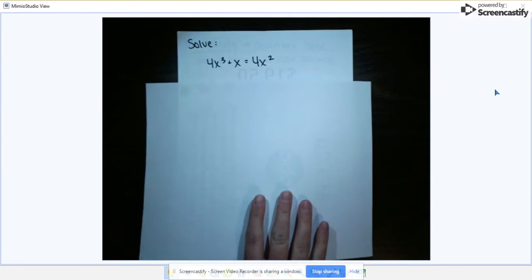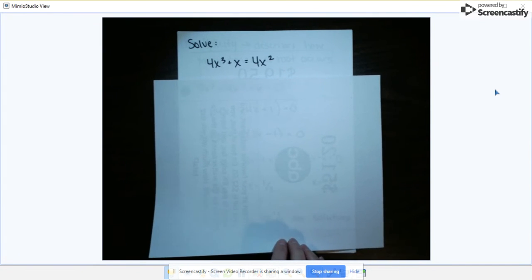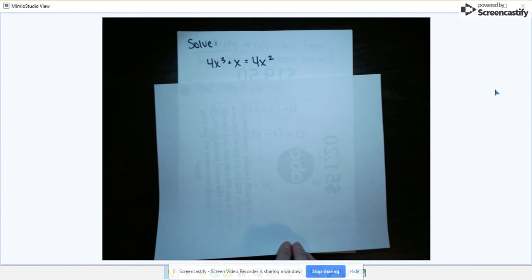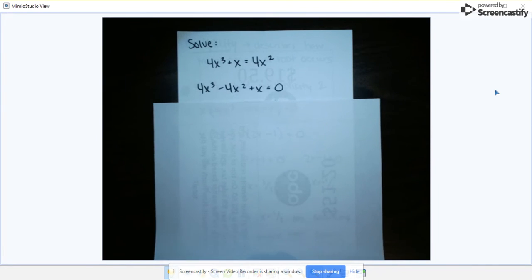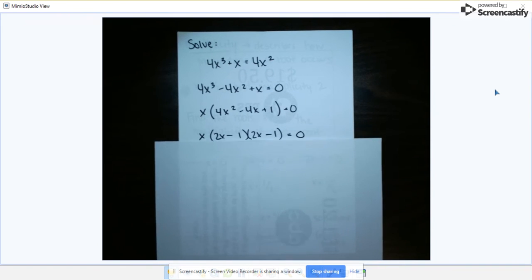Okay, here's another one. 4x to the third plus x equals 4x squared. We need to get this in standard form, which means we need to set it equal to 0. So we subtract the 4x squared, put it in standard form, and now we factor. So we can take an x out of each. That leaves us with 4x squared minus 4x plus 1. That factors to be (2x minus 1) and a (2x minus 1).